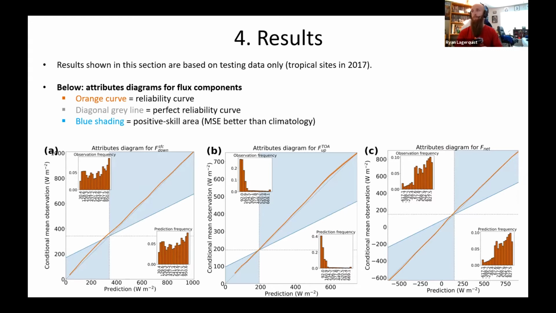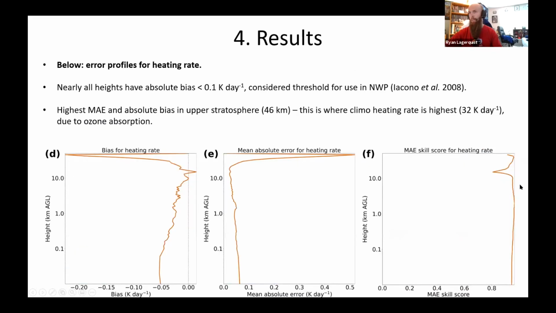Here I'm showing results based only on the testing data. These are tropical sites in 2017. Here I'm showing the attributes diagrams for the 3 flux components: surface down flux, top of atmosphere upwelling flux, and net flux. In an attributes diagram, the important thing is that this reliability curve in orange is inside the positive skill area, which is the blue shaded area, and you want it to be as close to the 1-to-1 line as possible. In this case, all 3 attributes diagrams are looking very good for the 3 flux components.